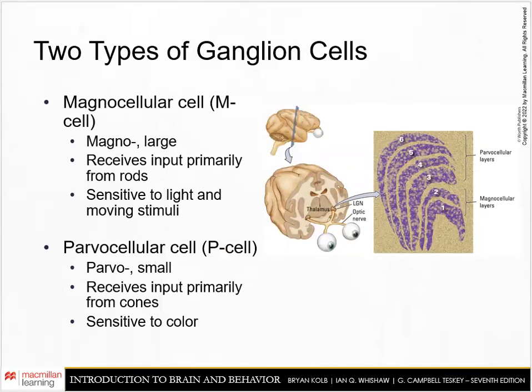The optic nerve then connects to the lateral geniculate nucleus of the thalamus. And the lateral geniculate nucleus has 6 layers. So there's 2 magnocellular layers, which receive input mainly from the rods, and 4 parvocellular layers, which are mainly from the cones. And we can see that here, where there are those 2 magnocellular layers and the 4 parvocellular layers.